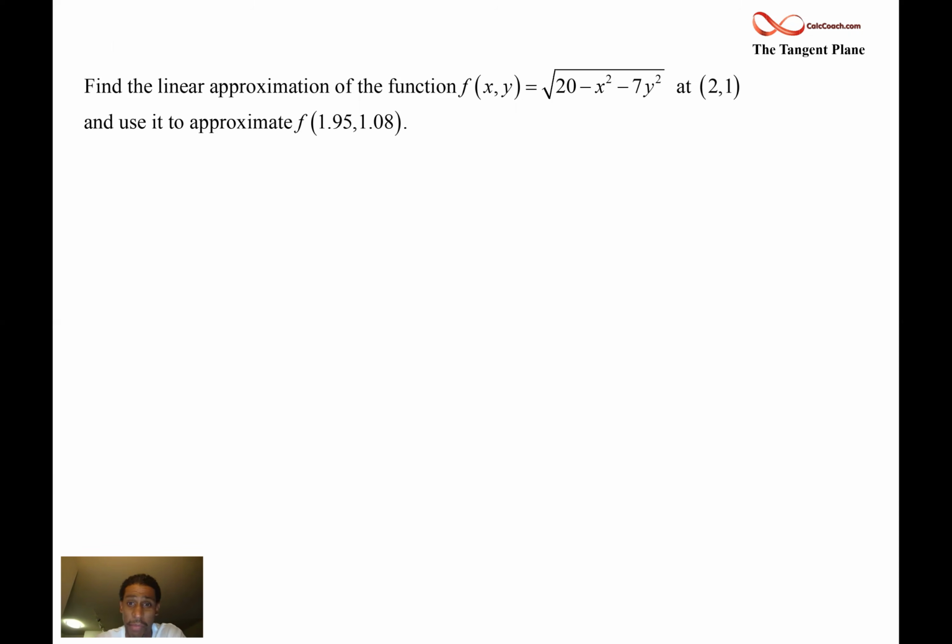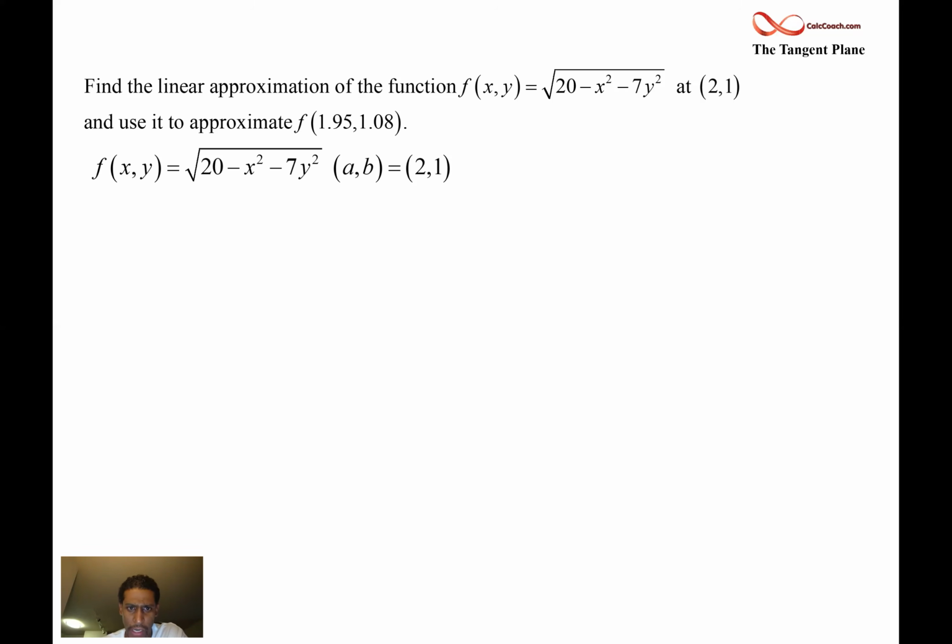Now, if we were to actually plug in 1.95 and 1.08, we would need a calculator to be able to get an approximation. Watch what we can do just with the power of our brain, no calculator, and using the tangent plane as the approximation. All right, so our function is that, and our point is that, and now we're going to find the equation of the tangent plane, find the linearization.